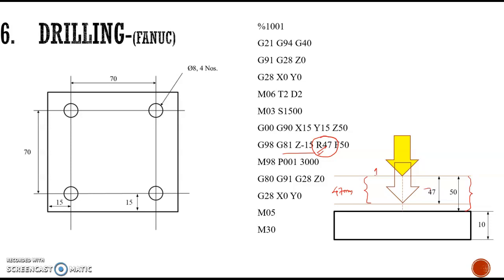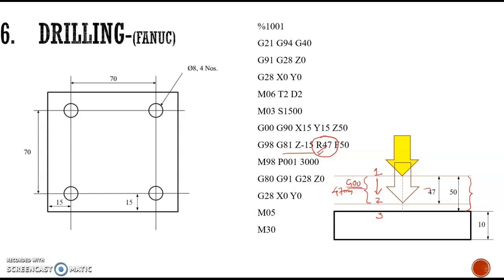So if R47 is given, up to this position, this is the initial position, this is position number 1, here it is position number 2, and just touching the workpiece is position number 3. Whenever the tool is performing the canned cycle for drilling, it will first move from 1 to 2 at rapid traverse speed, that is G00 speed. So we are defining up to what distance it has to move with the rapid traverse.